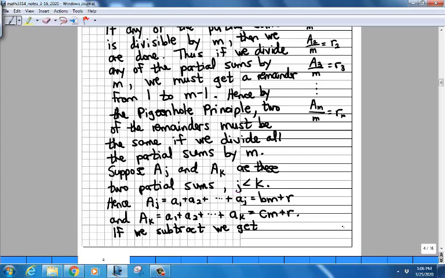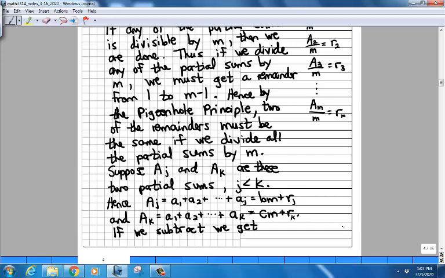One of these subscripts has to be bigger than the other, so I'm going to assume here that j is smaller than k. This means that when you take the partial sum a sub j, you're adding up little a1, little a2, little a3, up to a j. And then when you form the partial sum a sub k, you're adding a1 plus a2 up to a sub k. And these things have to have the same remainder when you divide them by m.